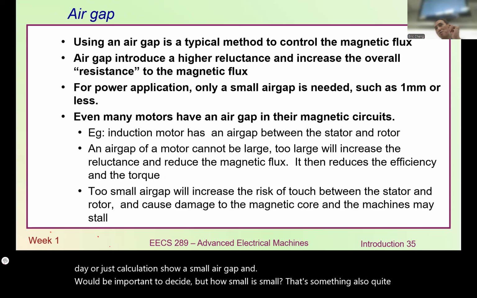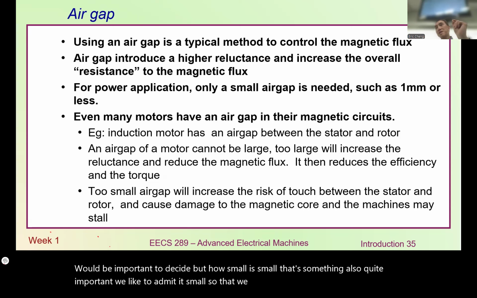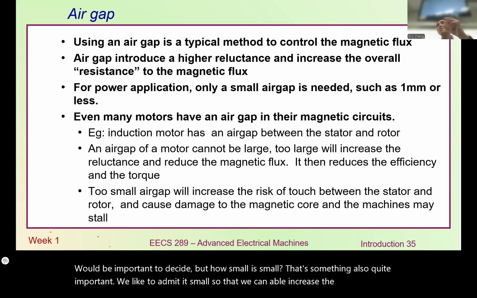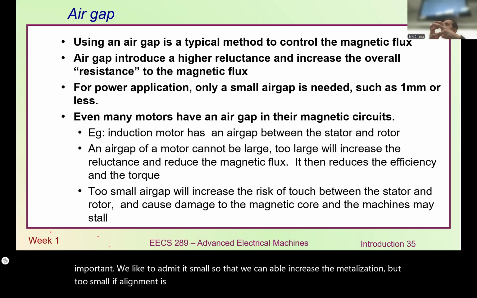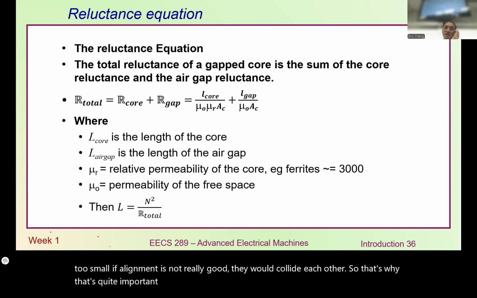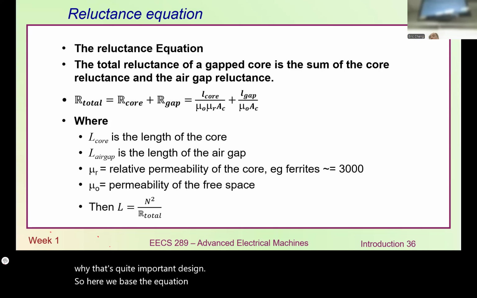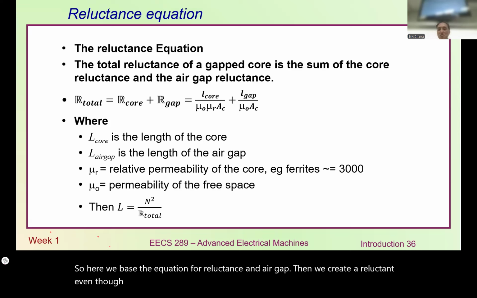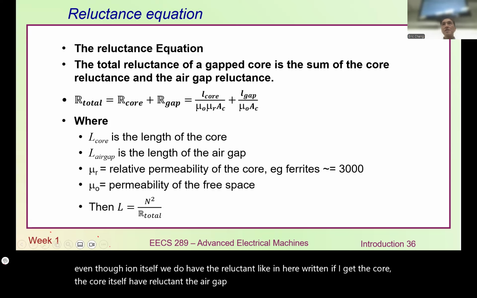We'd like to have it really small so that we are able to increase the magnetization. But if it's too small and the alignment is not really good, they will collide with each other. So that's quite an important design consideration. So here we have the equation for reluctance. Once you have an air gap, then we create reluctance. Even the iron itself has reluctance. Like in here, if you gap the core, the core itself has reluctance. The air gap also has reluctance. The formulation of them will be like that.